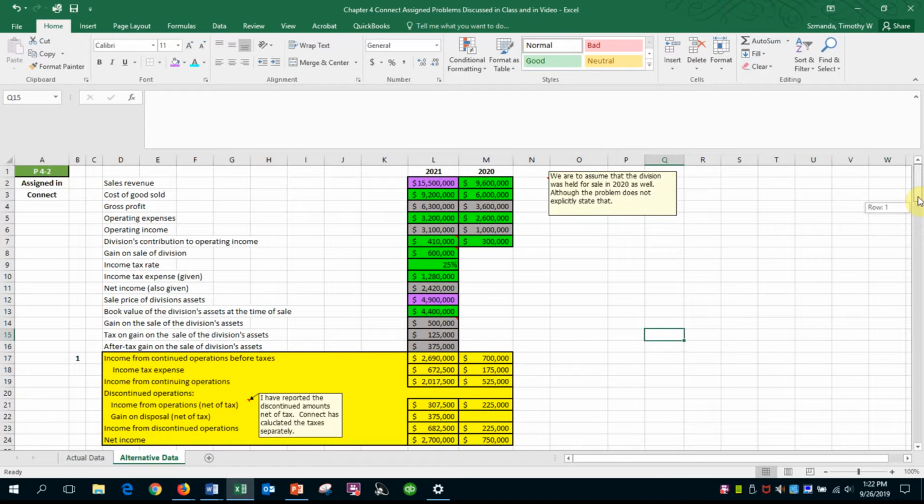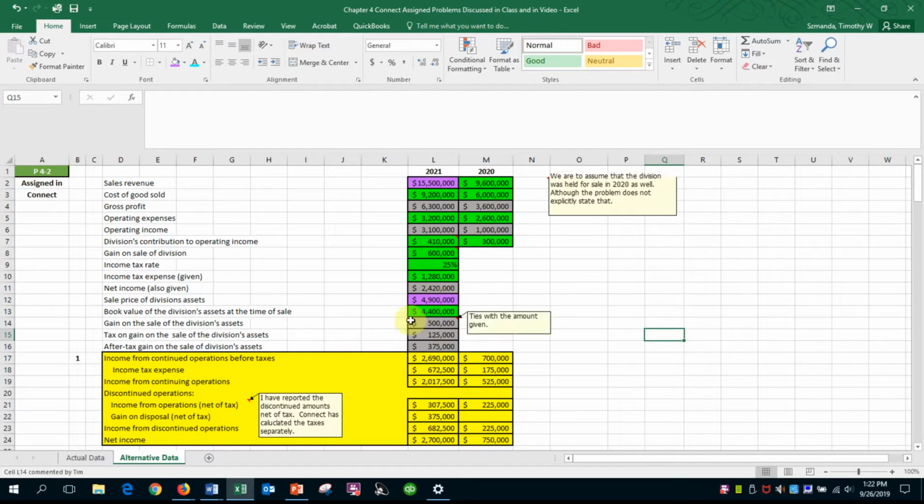They've given us all this data regarding the performance of the company. And of course, what's new is we have a pending sale of this division. So the division, as we've talked about in class and as you've seen in the videos provided in Connect, as well as in the chapter, we need to know when the division is held for sale. In this case, it's held for sale both years, so it's considered a discontinued operation for both years.